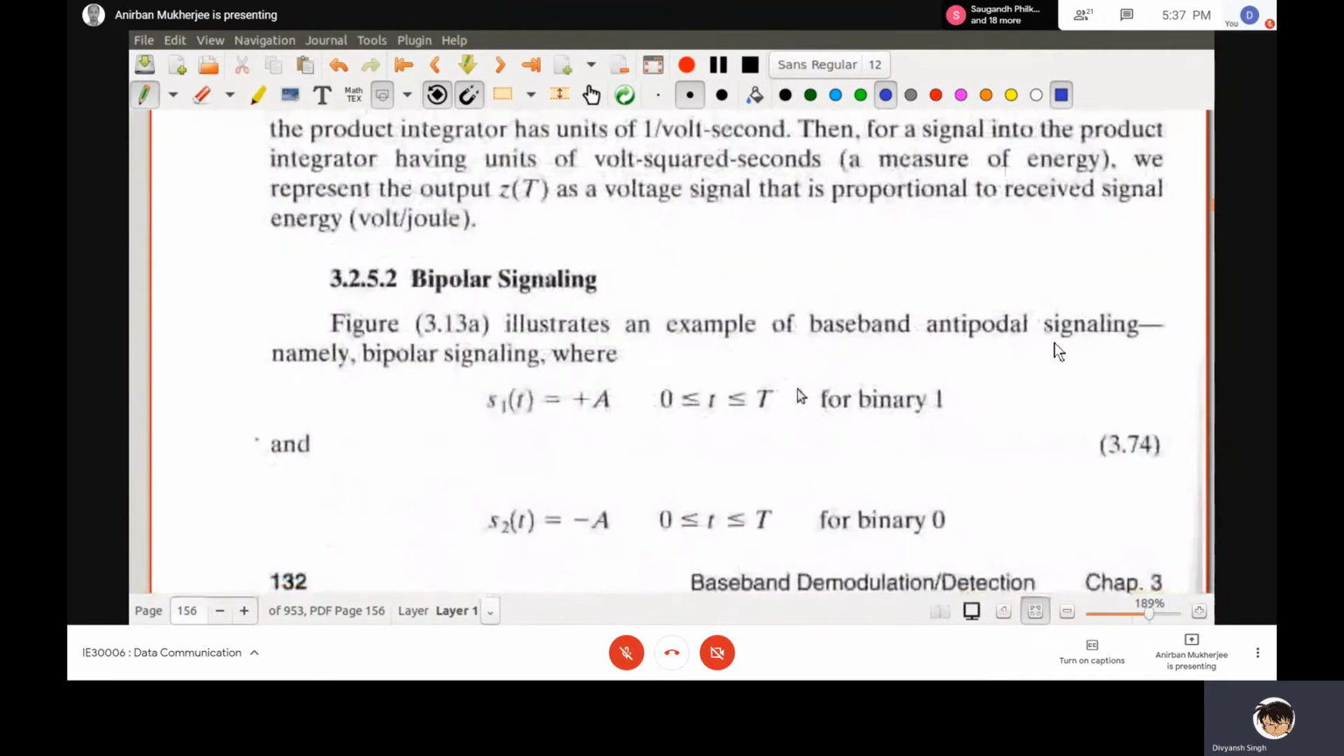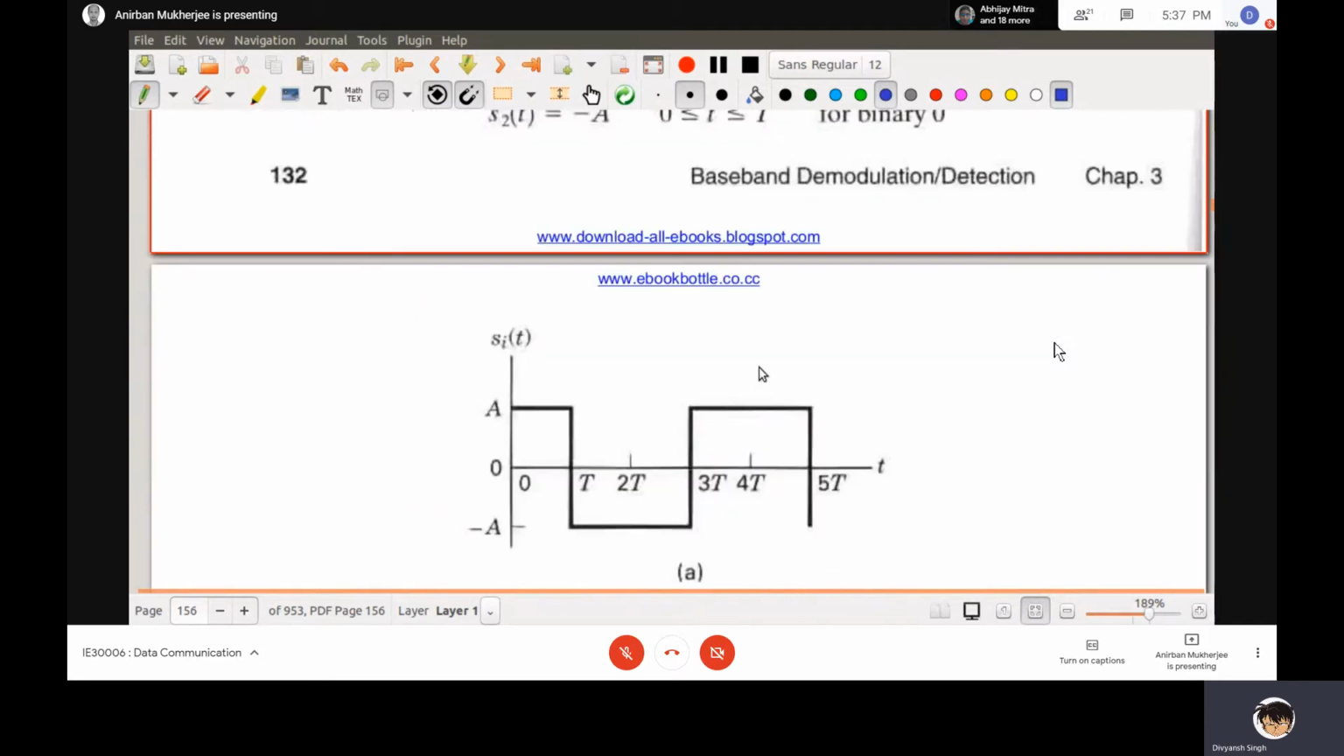Now let us talk about bipolar signaling. Previously we talked about unipolar signaling, where for binary 1 it is A and for binary 0 it was 0. Now I have bipolar signaling, that means A and minus A. So S1(t) is A and S2(t) is minus A, something like this. And if you remember, for the same signaling I am sending 1 0 0 1 1.